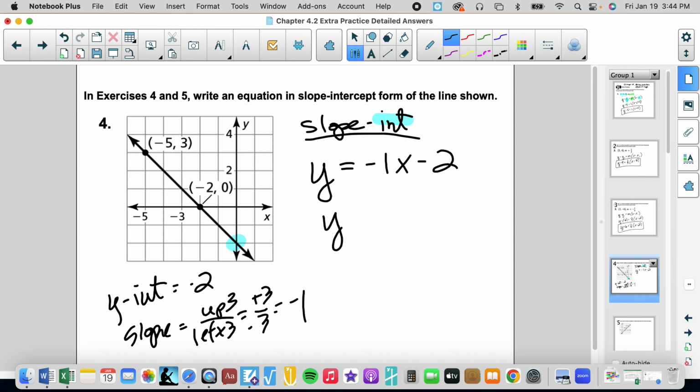I would not write it in that fashion. We just talked about when you need a 1 in front and when you don't need a 1 in front. That would need to be written as negative x. You would never write negative 1x.